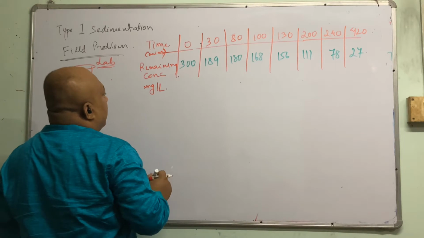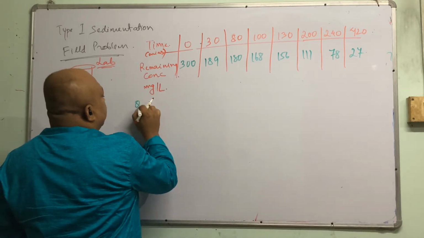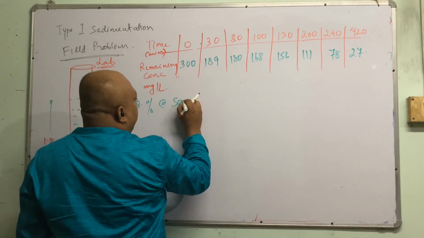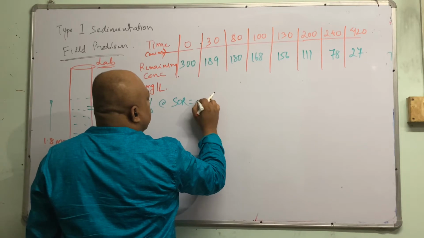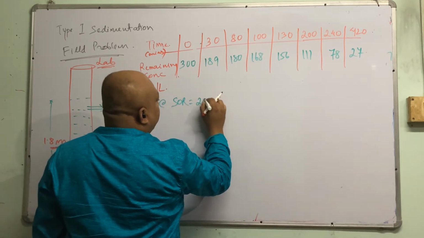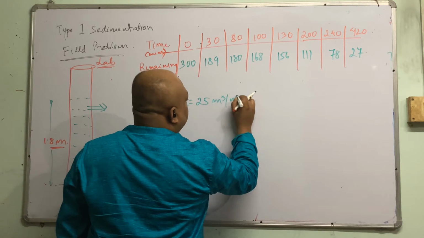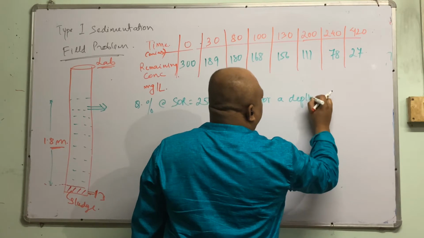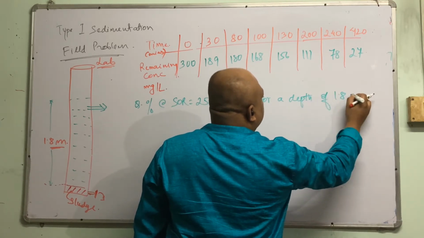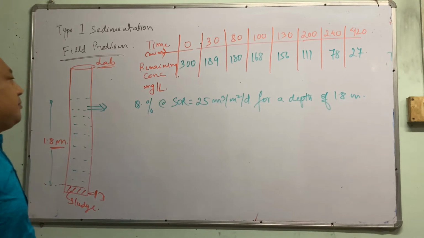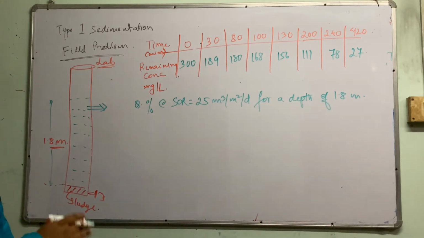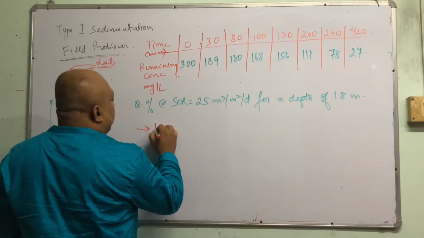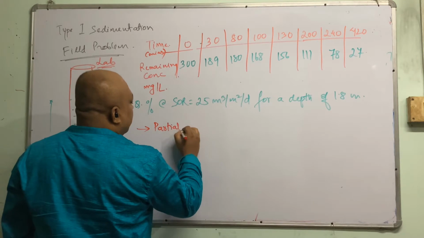Now, as I told you already, your question is to find the efficiency at SOR equal to 25 meter cube per meter square per day for a depth of 1.8 meter, the existing plant. This is the experiment you do, and from here we are going to estimate. Now this question comes under partial removal.